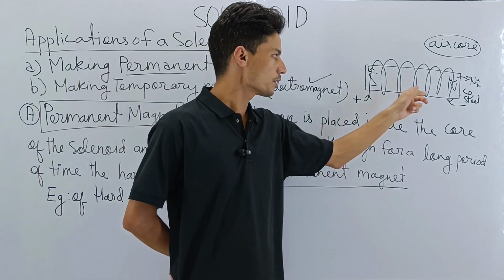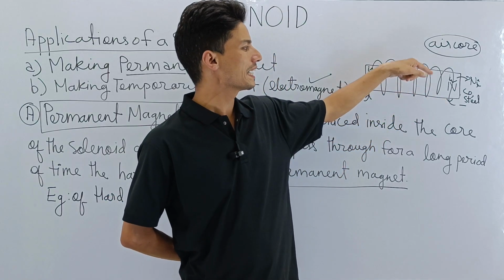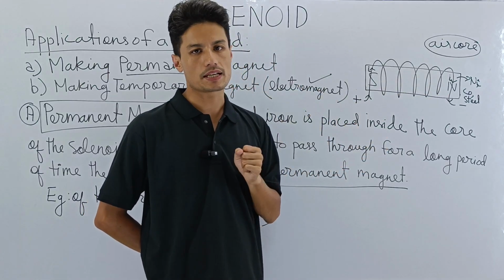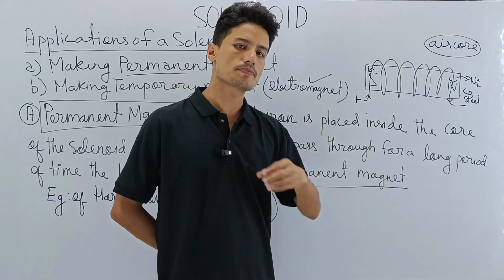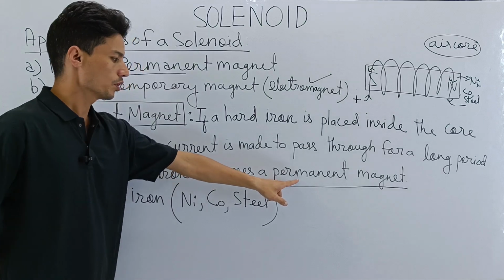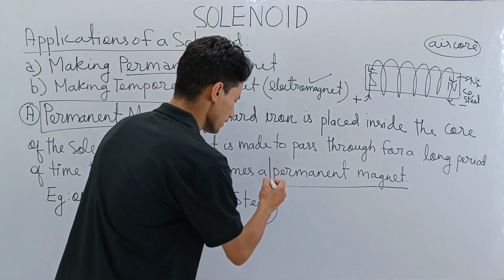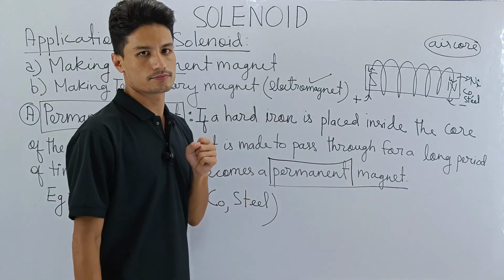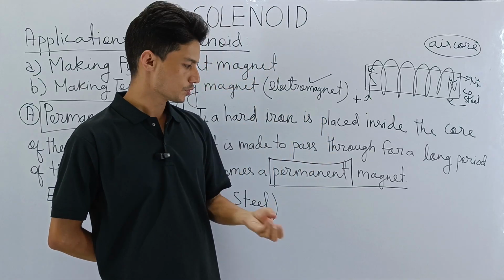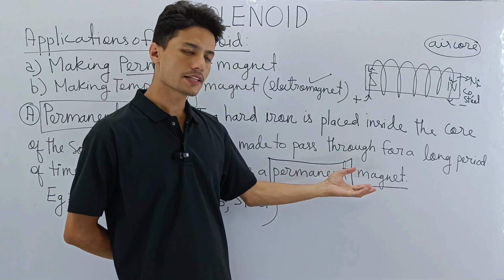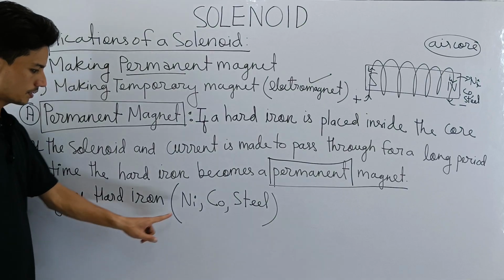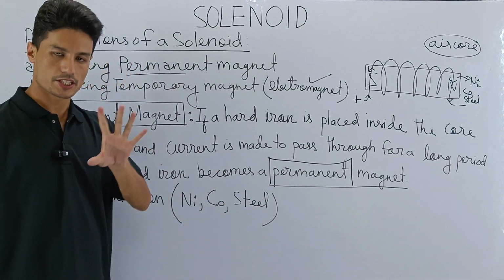You know why? Because in order to let it attain magnetic properties, we have to let current pass through for a very long period of time. So once it attains magnetic properties, it does not easily lose it, and this is the reason why they are called permanent magnets. The word permanent is there. Remember this, permanent means it is there to stay for a very long period of time. So a permanent magnet can only be made by using hard iron. What are examples of hard iron? Nickel, cobalt, and steel. These three.